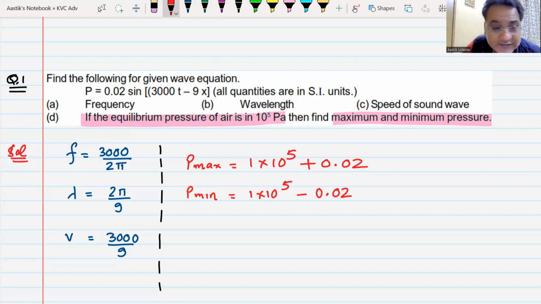Anyways, remember this wave equation for delta P is for the difference in pressure between the atmosphere and the pressure at any point. So you add it or you subtract it. You add the maximum pressure difference, you will get the maximum pressure. You subtract the maximum pressure difference, you will get the minimum pressure. That's it. Do we understand this? Yes, sir. See, it was so simple.